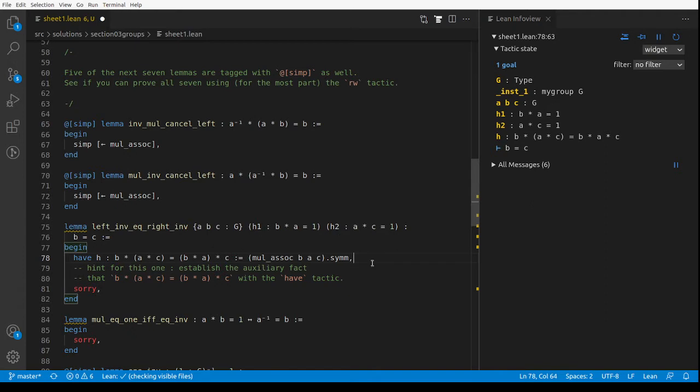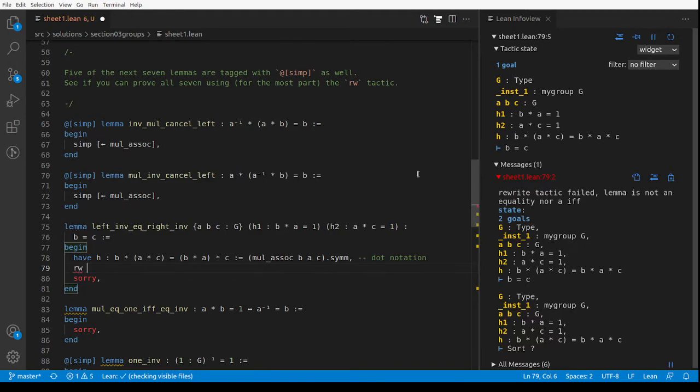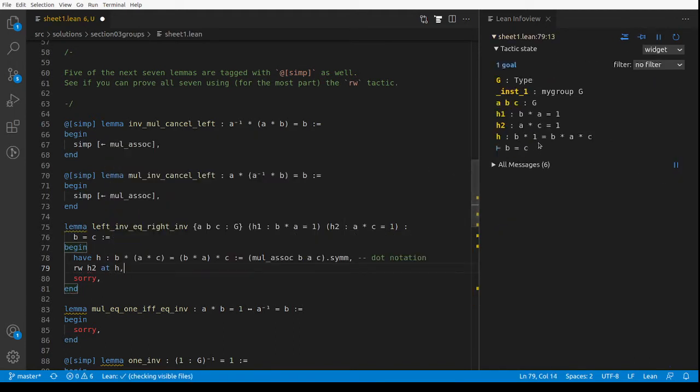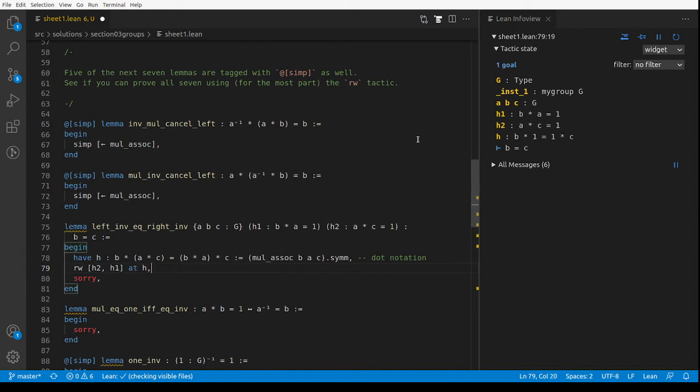So here I'm using, this is dot notation. I'll write something about dot notation in the course notes. Once I understood it, I realised it was quite a powerful tool. So now we've got this hypothesis H. Why am I suggesting that's a good idea to prove first? Because you can see this has got an A times C, and so we can rewrite H2 at H. And now the A times C has turned into a 1. And we can also rewrite the H1 there at H.